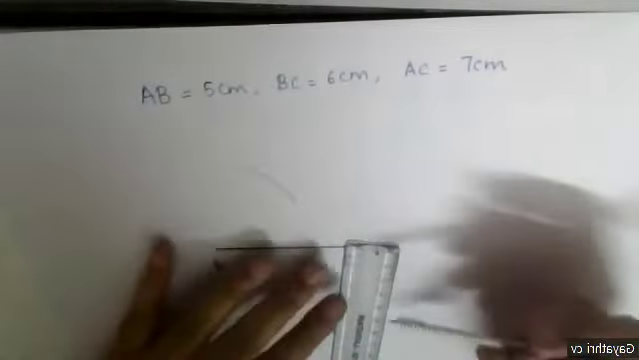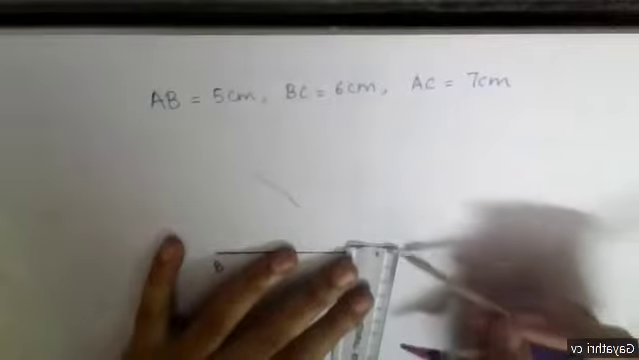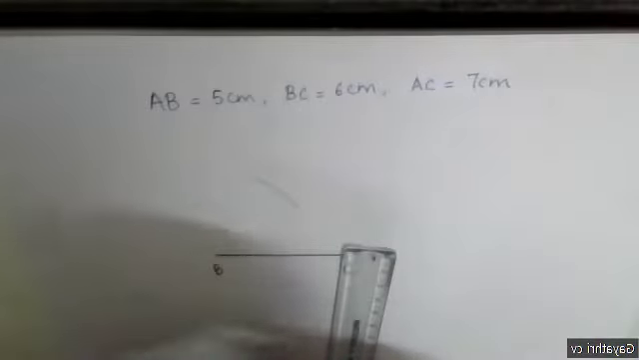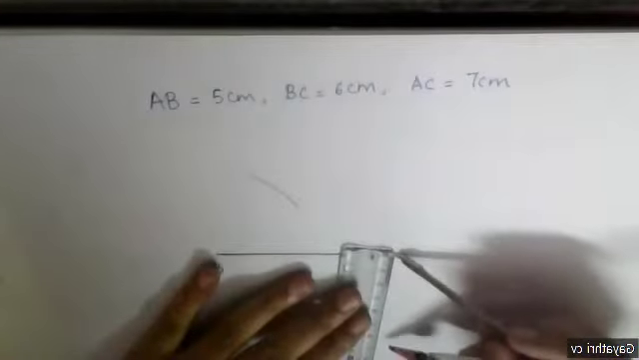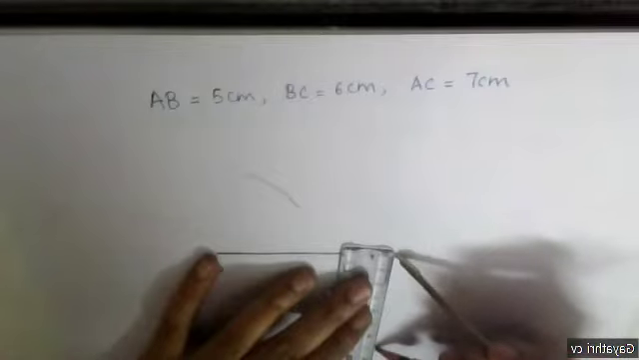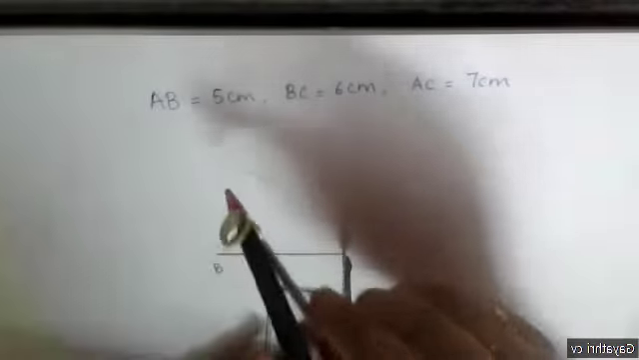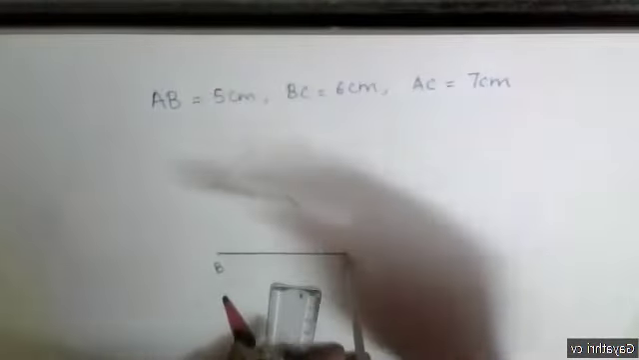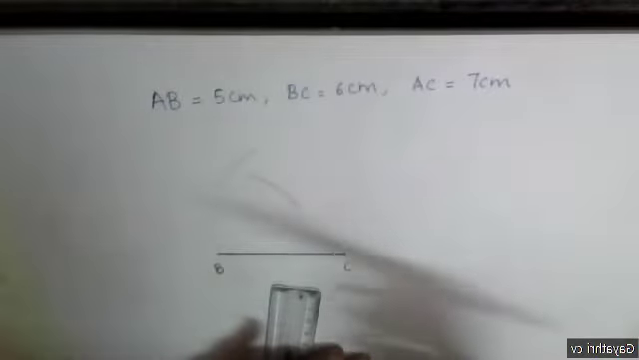Now next, AC is 7 centimeter. So let me take 7 centimeter in my compass. Now with C as center, let me cut an arc like this. Okay, now you can see these two arcs are not meeting.